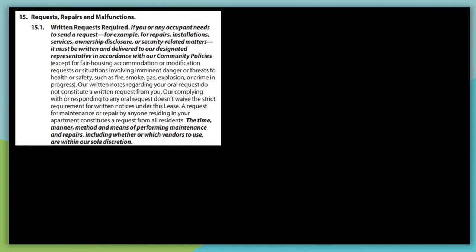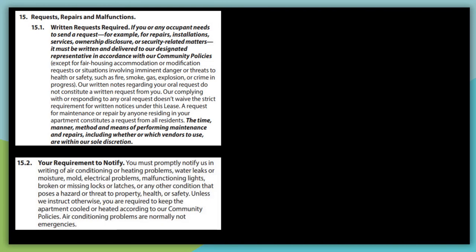Paragraph 15 gives you information about requests, repairs, and malfunctions. This will tell you when to notify someone of an issue and how. In this case, a written request delivered to the designated representative is required.